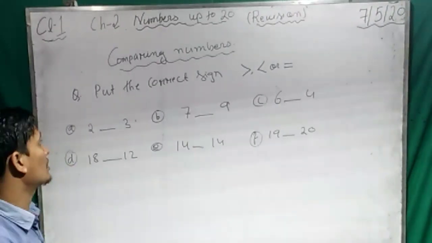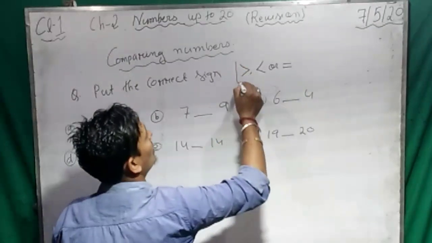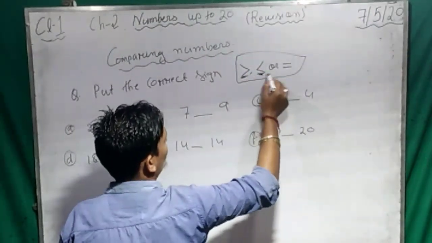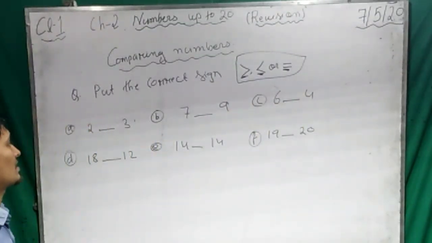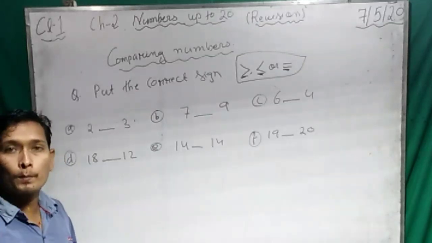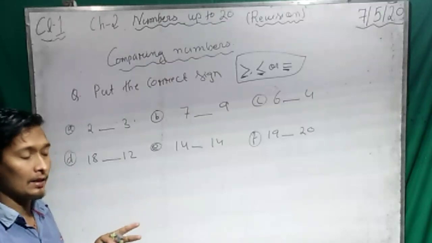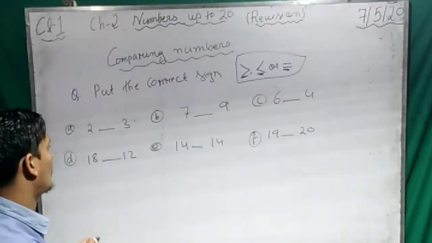So let's do it. Okay. So the question is to put the correct sign. We have to use this sign. Okay. So what is this? Greater than. What is this? Smaller than. What is this? Equal to. So let's use this sign. And we know that the open mouth always shows what? Bigger number. And the closed mouth always shows what? Smaller number. Okay. So let's do it.